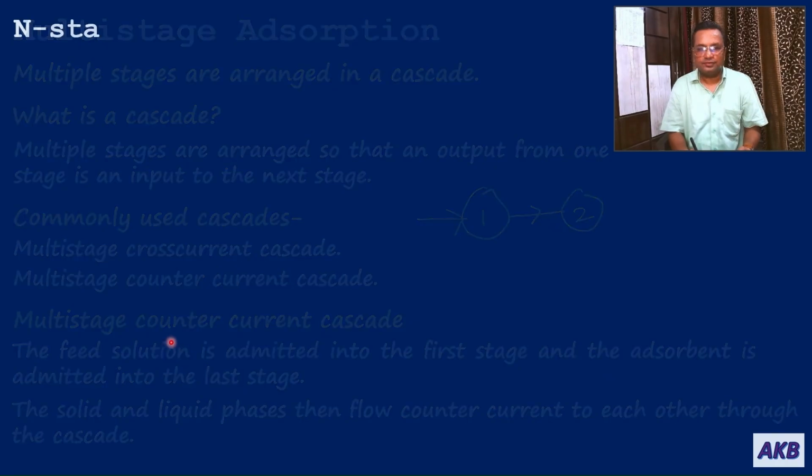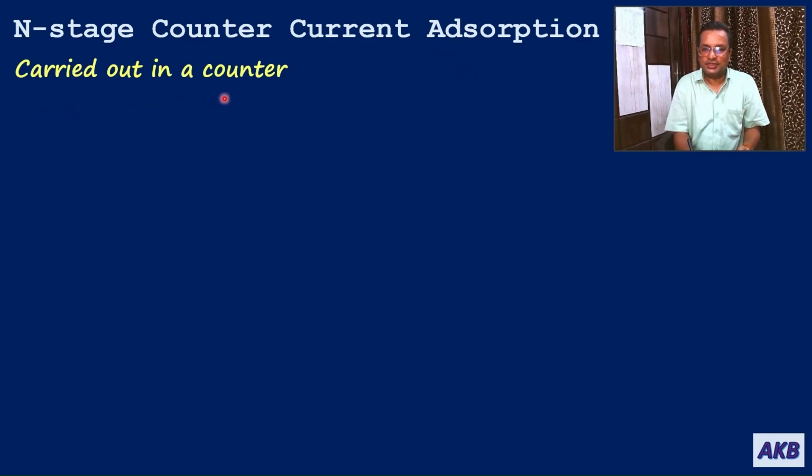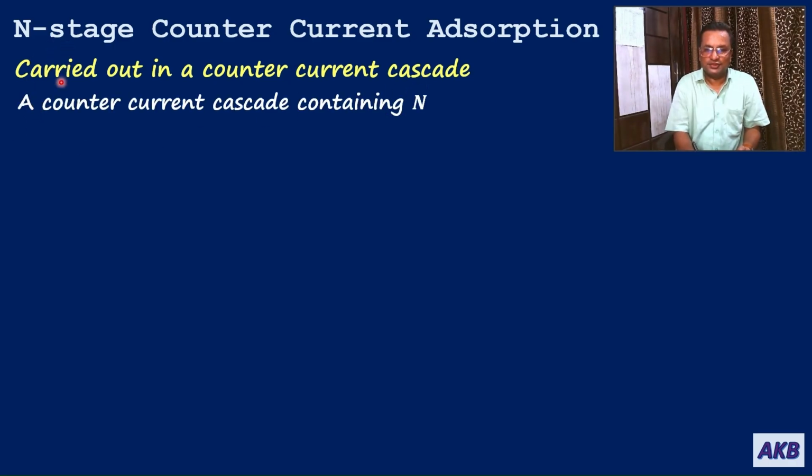So let us move ahead. Now let us look at n-stage counter-current adsorption. This operation has n stages in it, so I'm calling it n-stage counter-current adsorption. It is carried out in a counter-current cascade where you have n number of stages. The operation, n-stage counter-current adsorption, would be carried out in a counter-current cascade containing n stages.